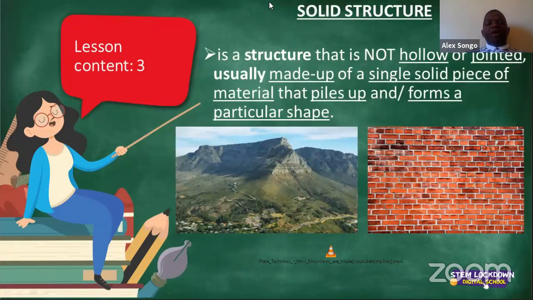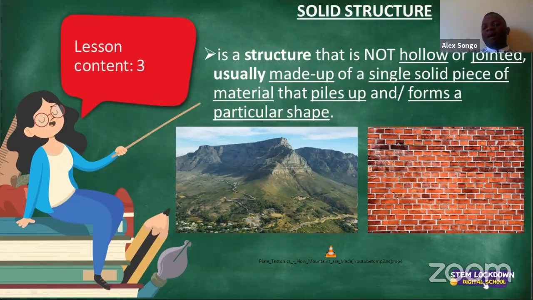All right, so let's look at solid structures. What are solid structures? The first thing that I want us to know is that these are not hollow. What does that mean? It means that they are not empty. The second thing, they are not jointed. What does that mean? They are not made up of members or struts, therefore they do not have any holes.